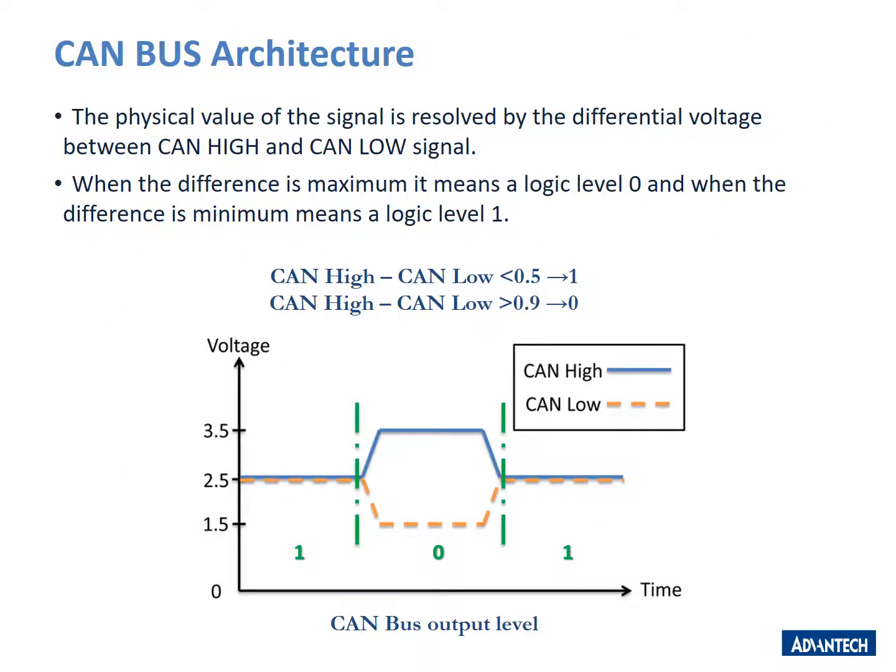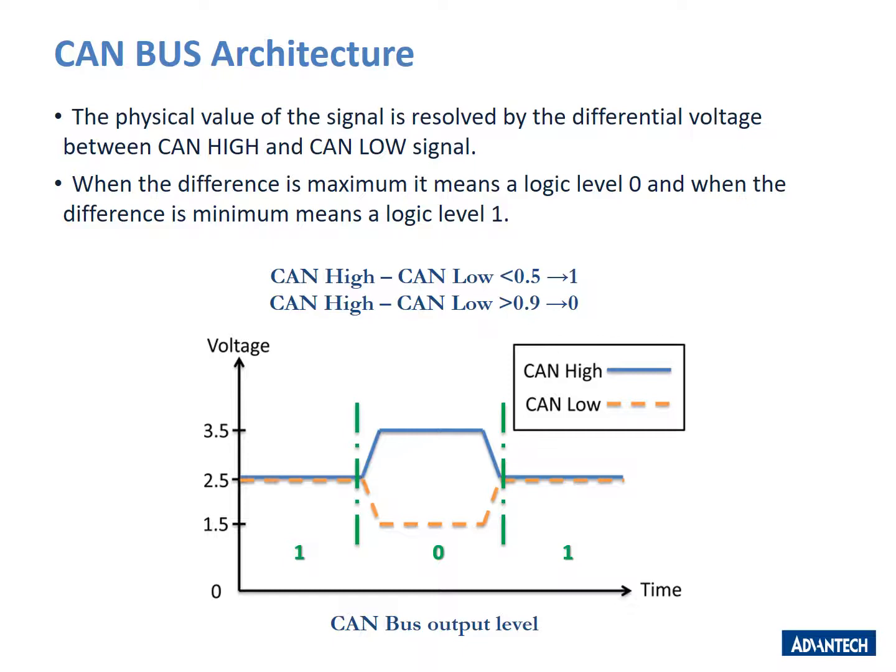CAN bus architecture. The physical layer for CAN consists of three signals: CAN high, CAN low and ground. These are shared by all nodes on the network. The physical value of the signal is resolved by the differential voltage between the CAN high and CAN low signals. When the difference is a maximum larger than 0.9, it means a logic level 0, and when the difference is a minimum below 0.5, it means a logic level 1. The CAN_high and CAN_low signals provide a differential signal and allow collision detection.